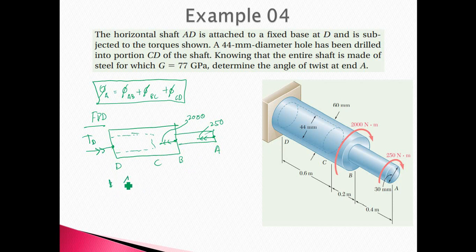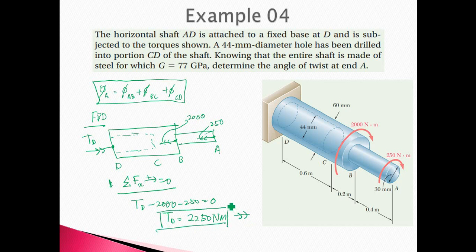What we have to do is apply the summation of forces in the x direction, which must be equal to 0. So from here, TD minus 2000 minus 250 equals 0. So TD is equal to 2250 Newton meter. That is the value of TD, and the direction is towards the right. So we highlight TD here.